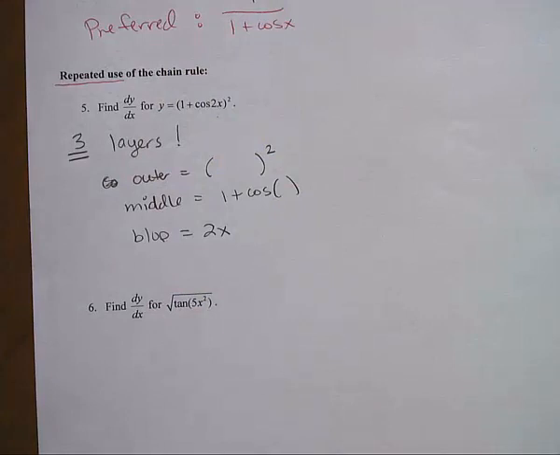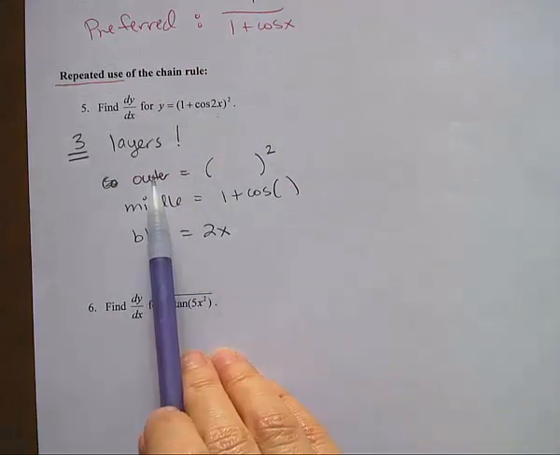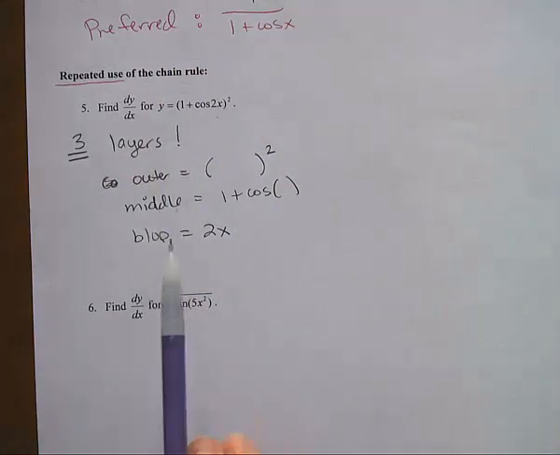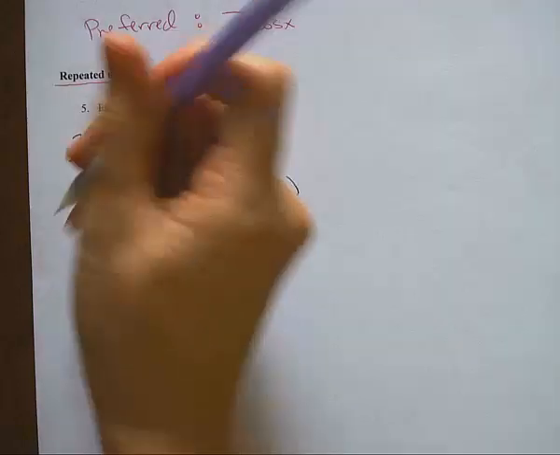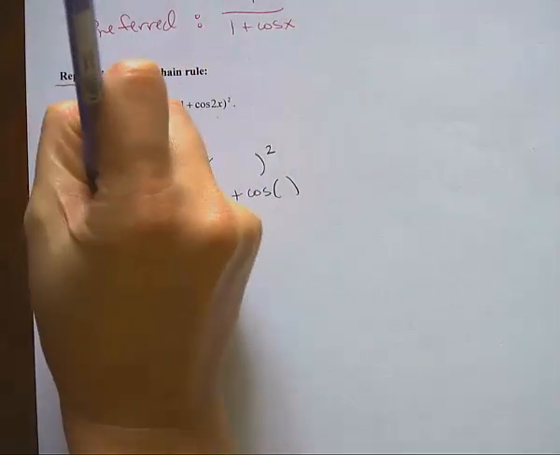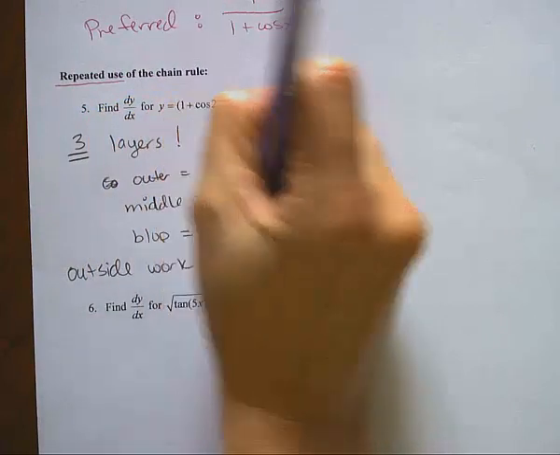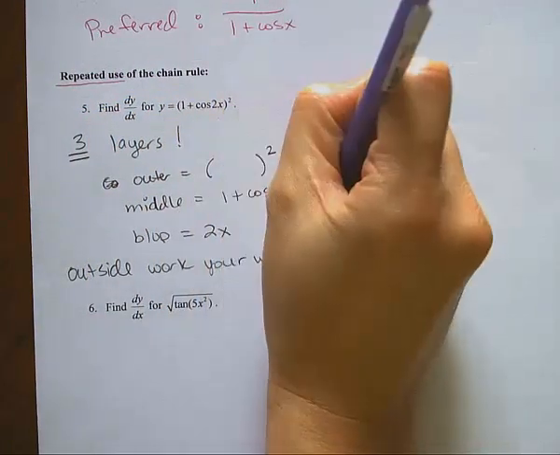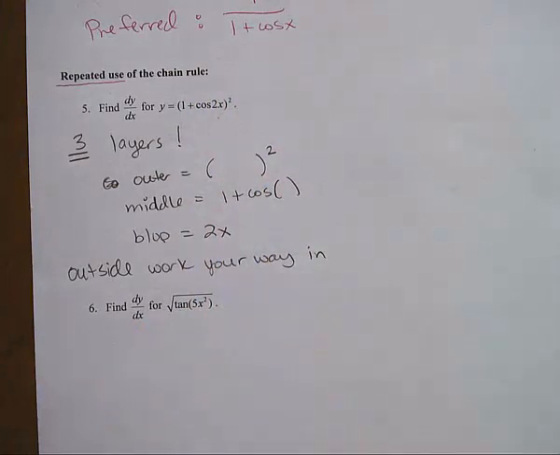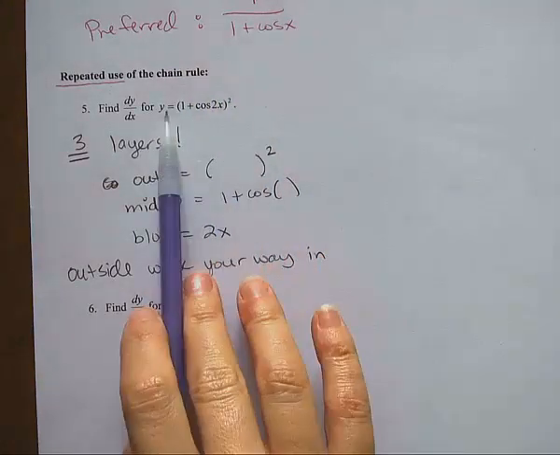And we're just going to peel layer by layer, and we start with the outermost one, and then we do the middle one, and then we do the very inside one. So you always work your way from the outside and then work your way in. So you start on the outside, you work your way in. So we'll start with the power function.